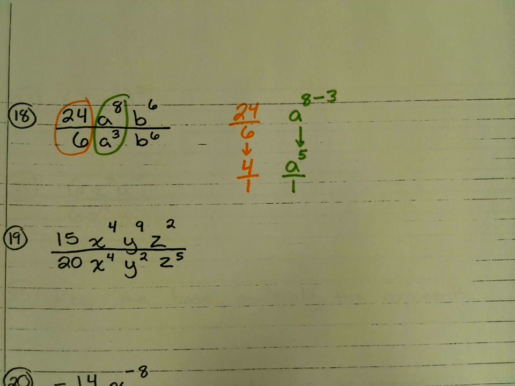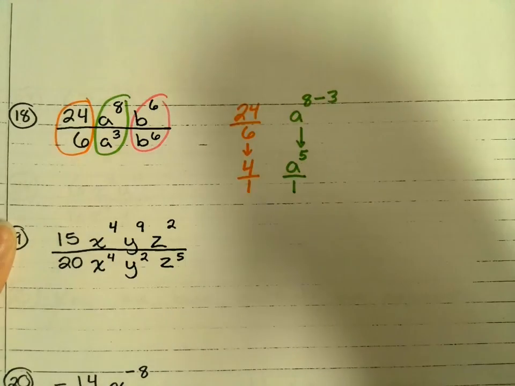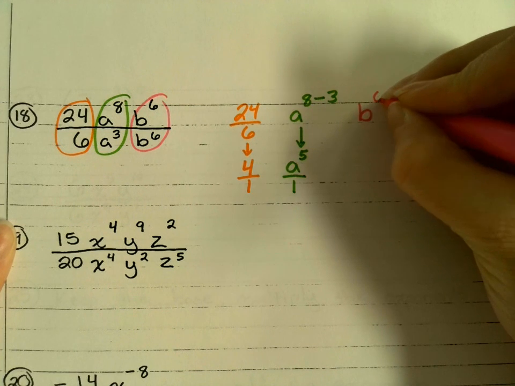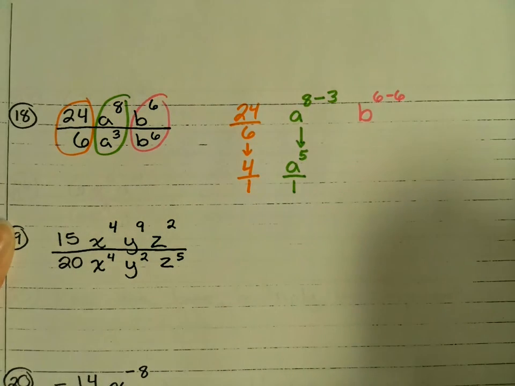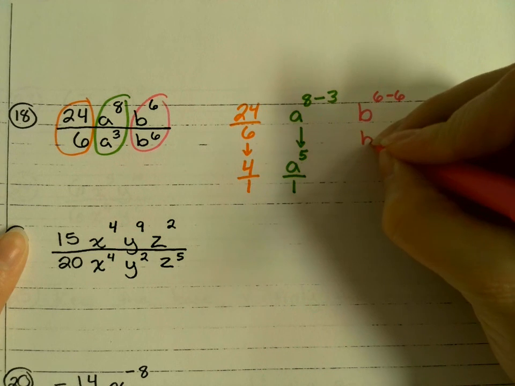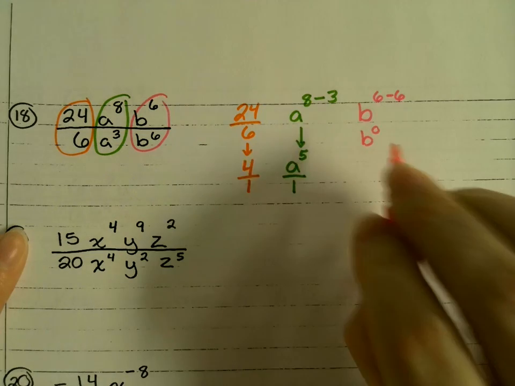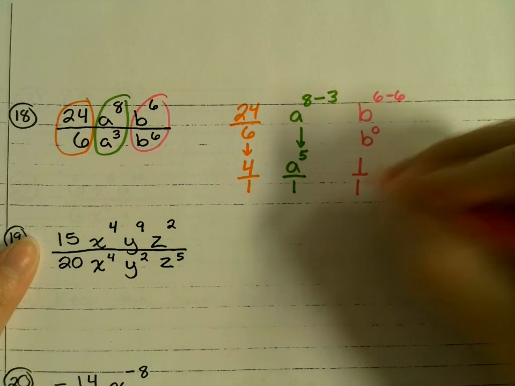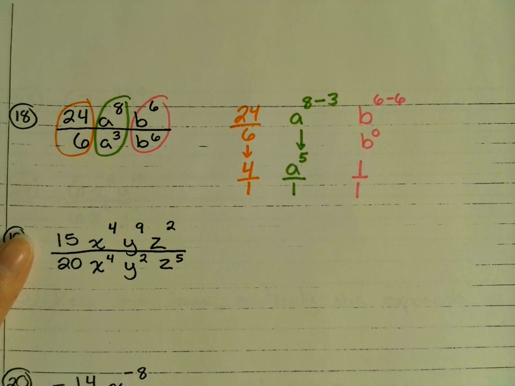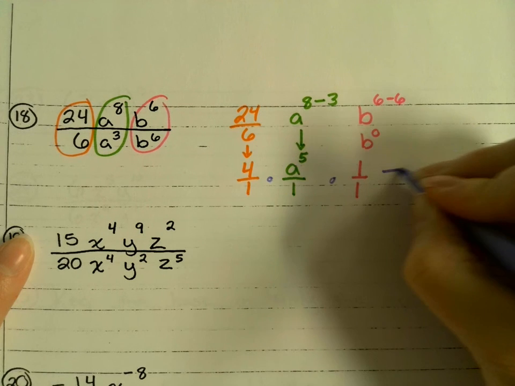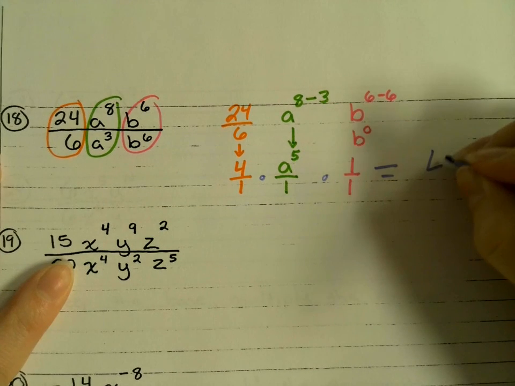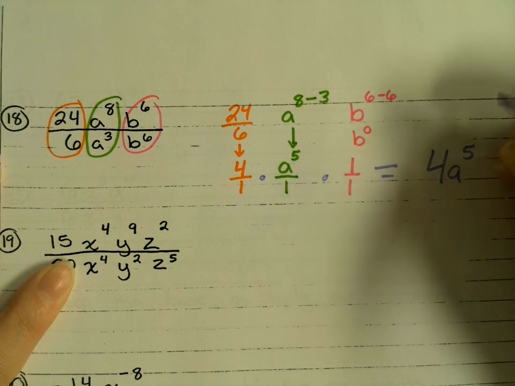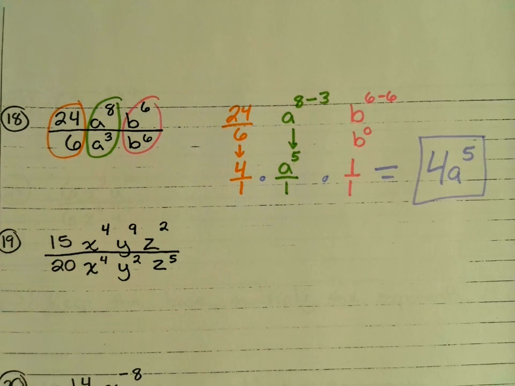Then we focus on the b's. B to the 6th divided by b to the 6th means we're going to subtract the 6's. That's going to come out to being b to the 0 power, and anything to the 0 power is equal to 1. So we're going to have 1 over 1. Okay, then if I go ahead and just combine this all together, that's going to give me 4a to the 5th. If you put it over 1, that's perfectly fine.